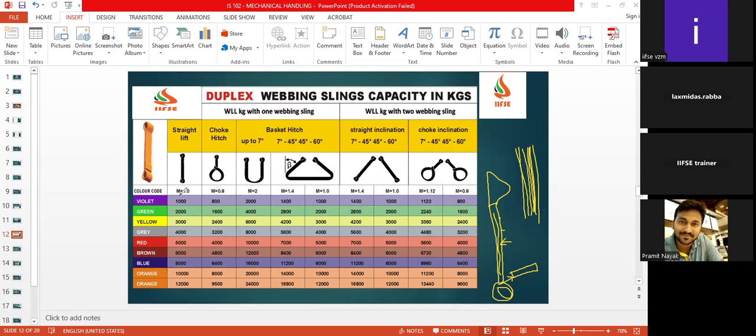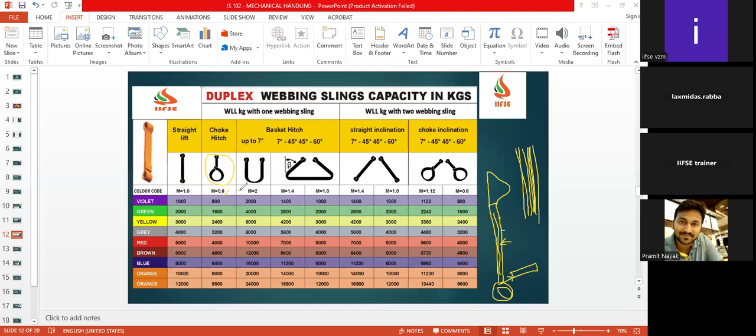Then it can lift 1 ton. In the same belt, if you are using a choker method, here it can lift only 0.8, which means 80% of the capacity of the belt.